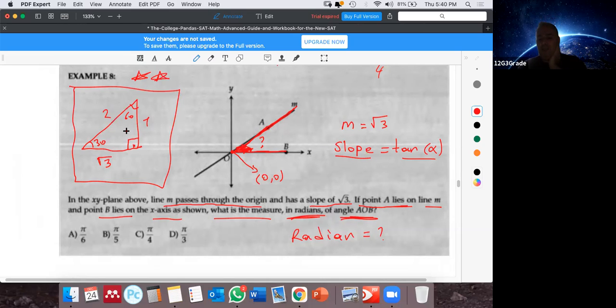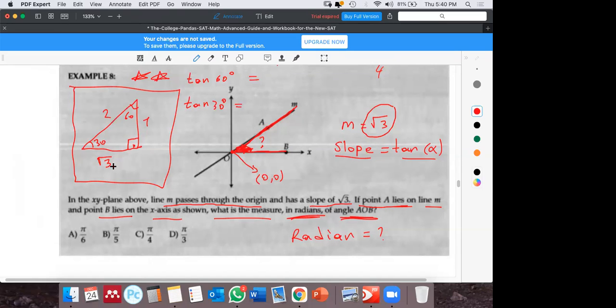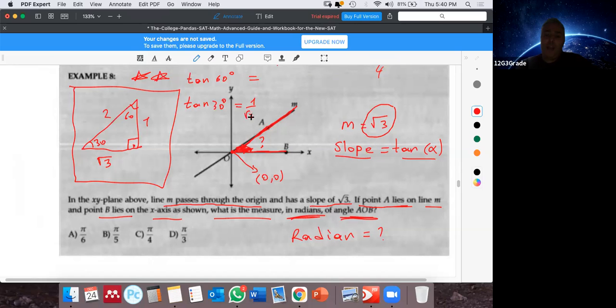Now, my dears, slope is root 3. Slope means tangent alpha. So when you look at this triangle, what is tangent 60? What is tangent 30? Opposite over adjacent, 1 over root 3, which means root 3 over 3. So my question: is square root of 3 tangent 30? No, forget this. Tangent 60, what is that? Opposite over adjacent, root 3.